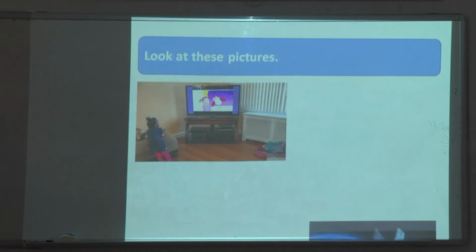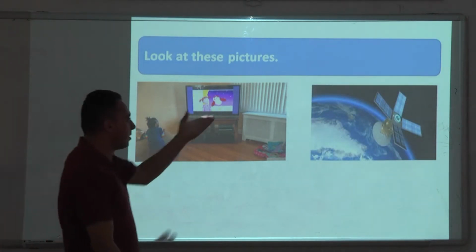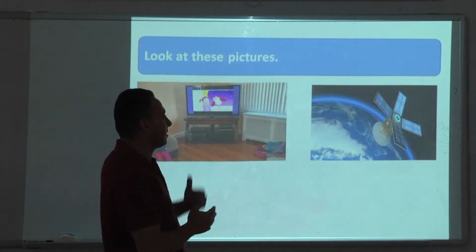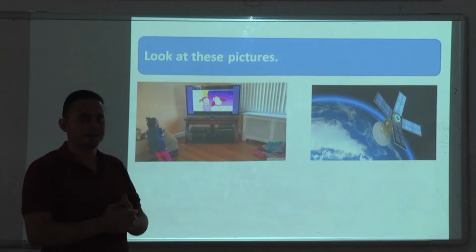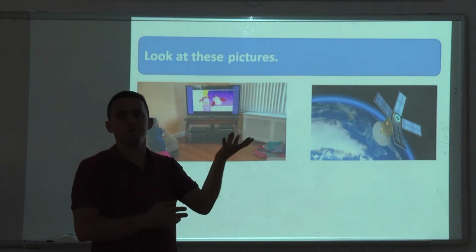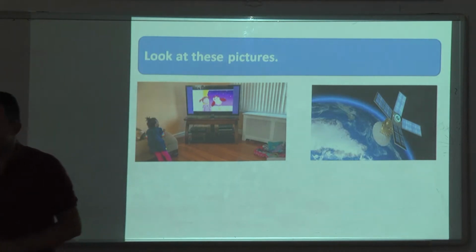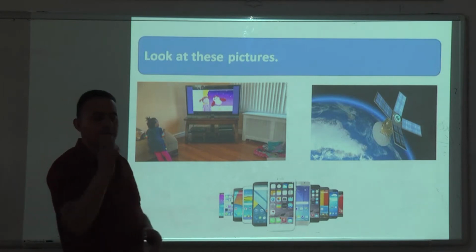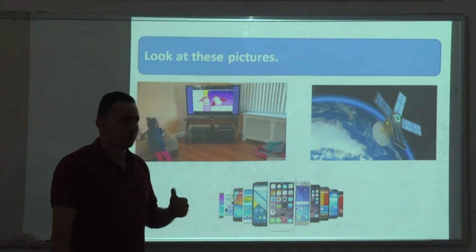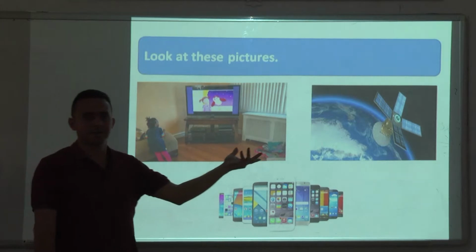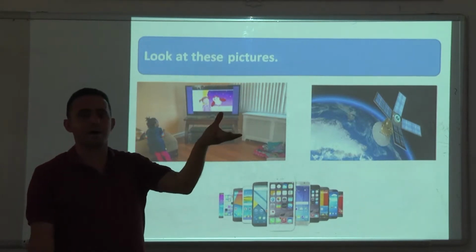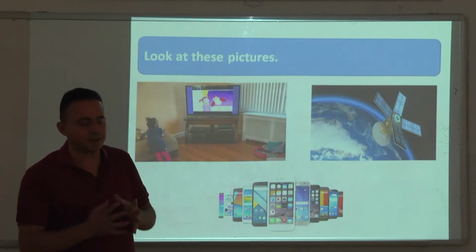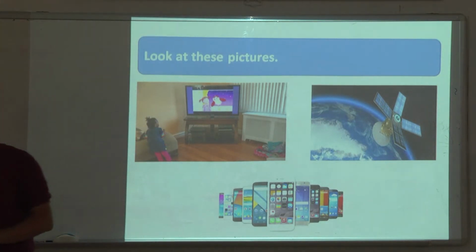Now, picture 2. Who can tell me what do you see in picture 2? That's right. We see a satellite. So satellite is what? Satellite is a type of modern communications. And in picture 3, what do you see? That's fine. We see mobiles. All of these pictures are what? All of these pictures are types of modern communications. That's great. Let's continue.